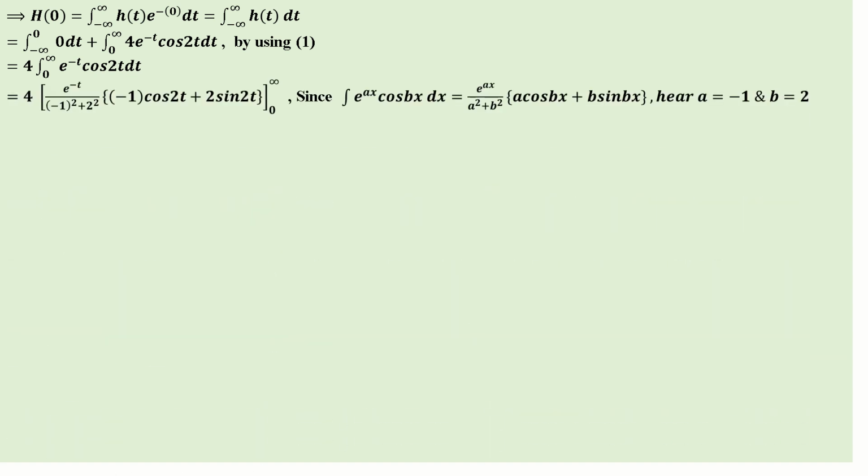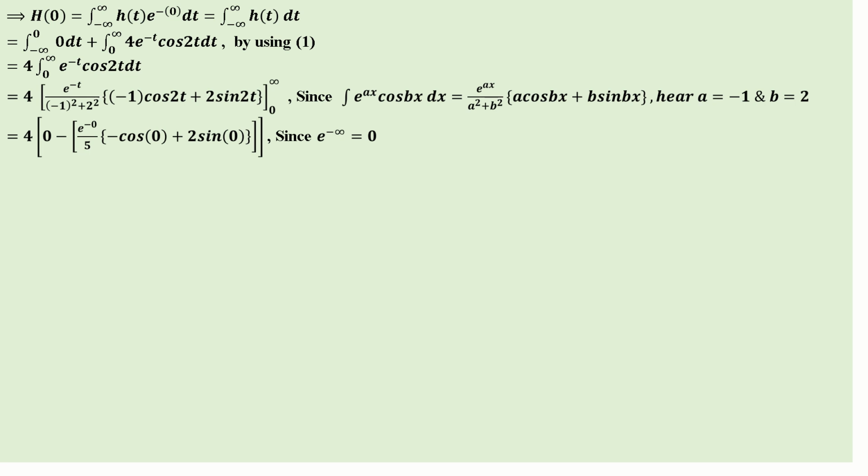We are integrating. We know the integral of e power ax cos bx is equal to e power ax by a square plus b square, times a cos bx plus b sin bx. Here a is equal to minus 1, b is equal to 2. So we are substituting, with lower limit 0 and upper limit infinity. So e power minus t by minus 1 square plus 2 square, into minus 1 cos 2t plus 2 sin 2t. Applying the upper limit, e power minus infinity is 0, so the total term becomes 0.